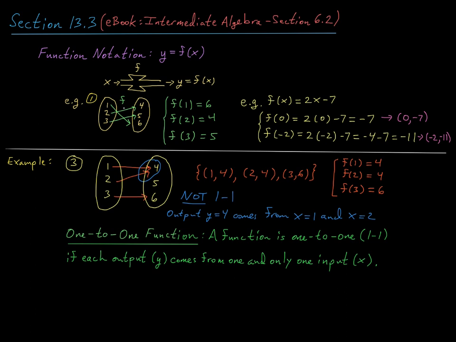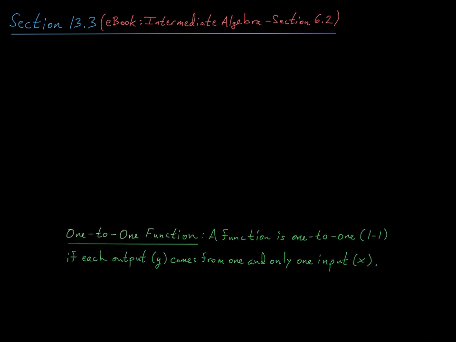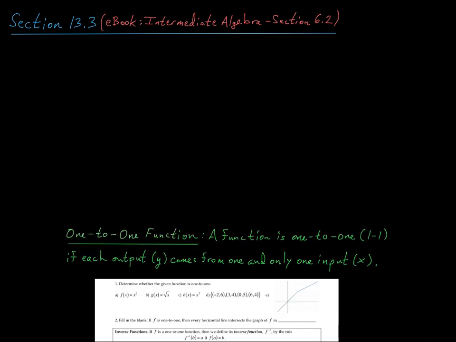This first example, on the other hand, right? Each one of these outputs, each one of these y's comes from only one input. So this is a one-to-one function. All right, great. So now with all of that in place, let's go ahead and check out the first, here I'll bring that back up. Let's look at the first problem on the worksheet.